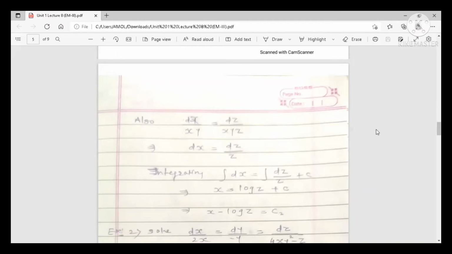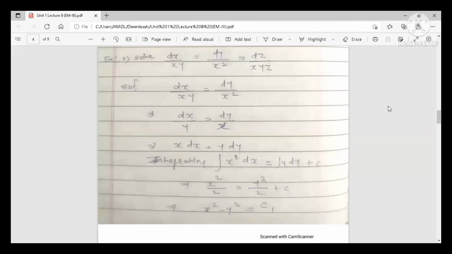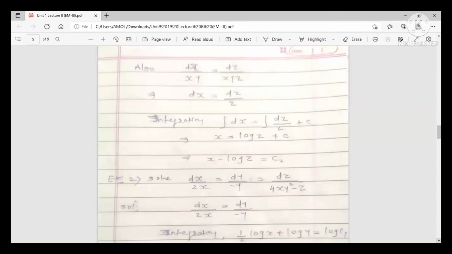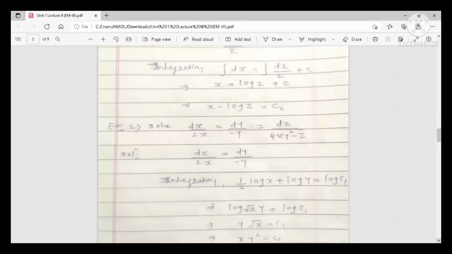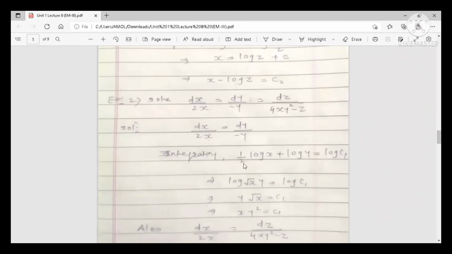So first set of solution is here, x square minus y square is equal to c1, which is independent to this second set of solution, x minus log z is equal to c2. Okay, so this is one example. Now second example, solve dx by 2x is equal to dy upon minus y is equal to dz upon 4xy square minus z.